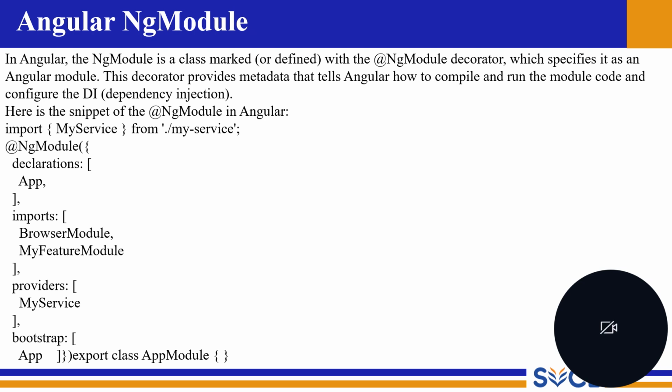The final one is the Angular NgModule. In Angular, the NgModule is a class marked with the @NgModule decorator, which is specified as an Angular module. This decorator provides metadata that tells how to compile and run the module code and configure the dependency injection. So here is the example for an Angular NgModule.